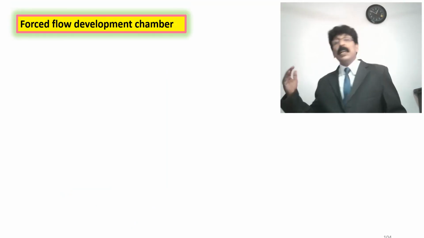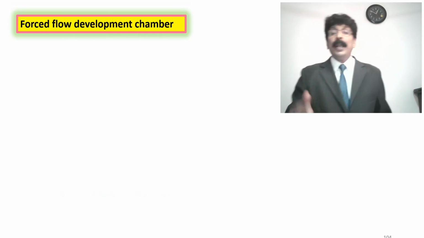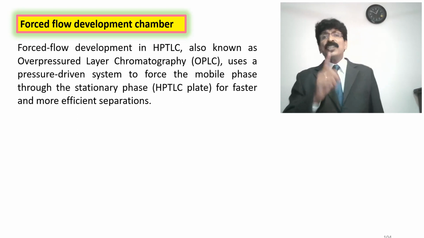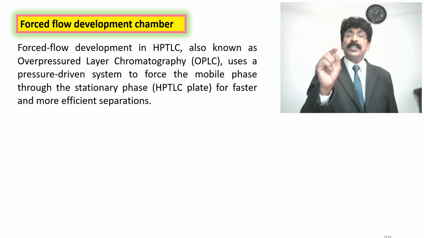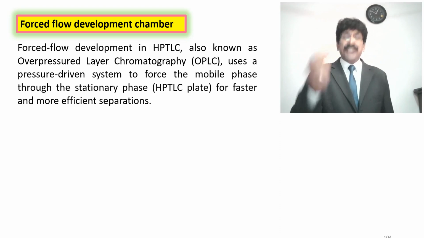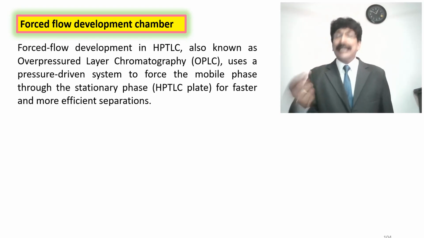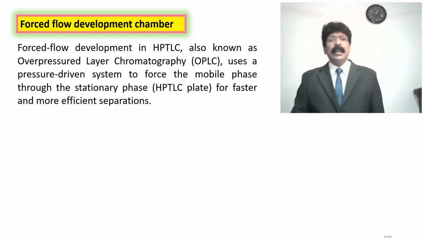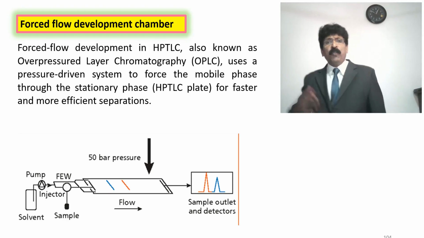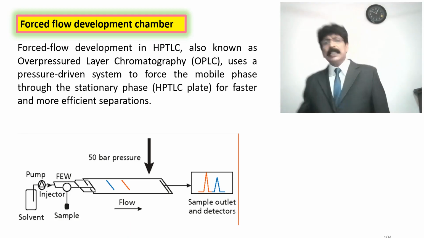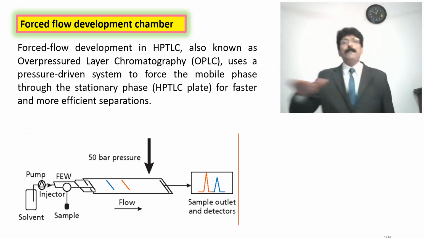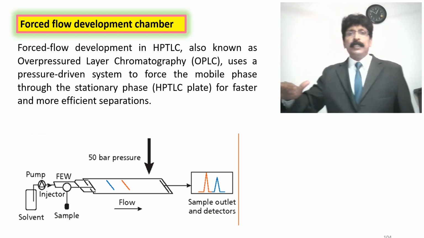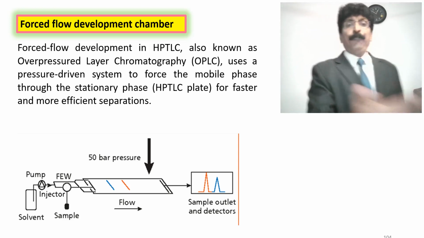Now the next one is the forced flow development chamber, which we have given. This is also available for HPTLC. Forced flow development in an HPTLC chamber, also known as over pressured layer chromatography, OPLC, uses a pressure driven system as shown in the picture to force the mobile phase through the stationary phase in the HPTLC plate, high performance thin layer chromatography plate, so that faster and more efficient separation can be achieved.